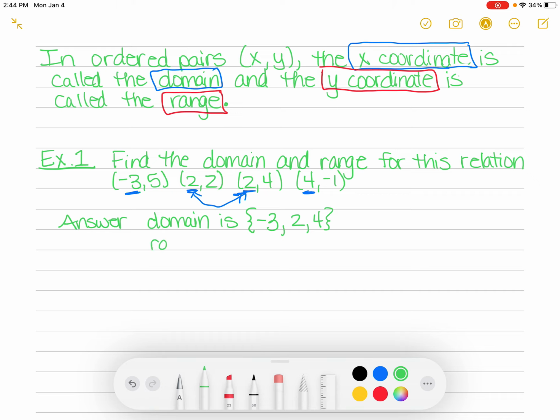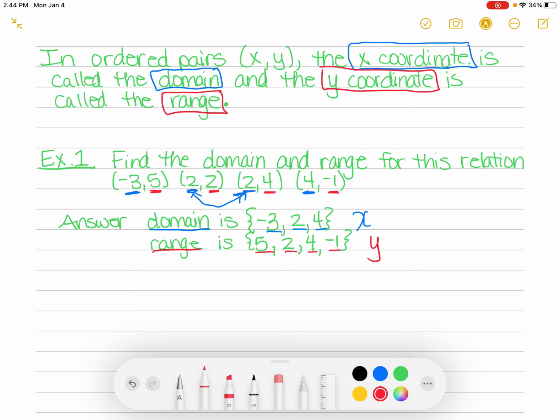So it is. Okay, and then the range is, and then I do my little squiggly lines, and the range is going to be all these y values. Now notice the y has 4 of them because none of them were double. So I'm going to write all of those, 5, 2, 4, and -1. So I wrote down all the ones that I underlined in red. So remember, range, these are the ones I underlined in red, and domain are the ones I underlined in blue. So domain is the x, and range is the y.